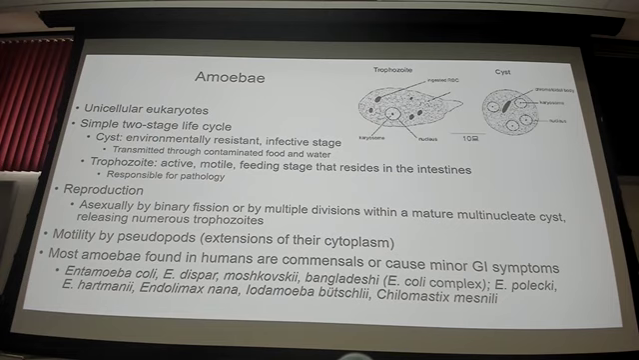There are a lot of species that belong to the genus Entamoeba. One of those is Entamoeba coli, not to be confused with the bacterium Escherichia coli. Entamoeba coli, Entamoeba dispar, moshkovskii, bangladeshi, that's the E. histolytica complex. Hartmanni, and in a different genus, Endolimax nana, Iodamoeba bütschlii, Chilomastix mesnili. Those are not uncommon to see in stool specimens, usually from asymptomatic patients who are not diarrheal.